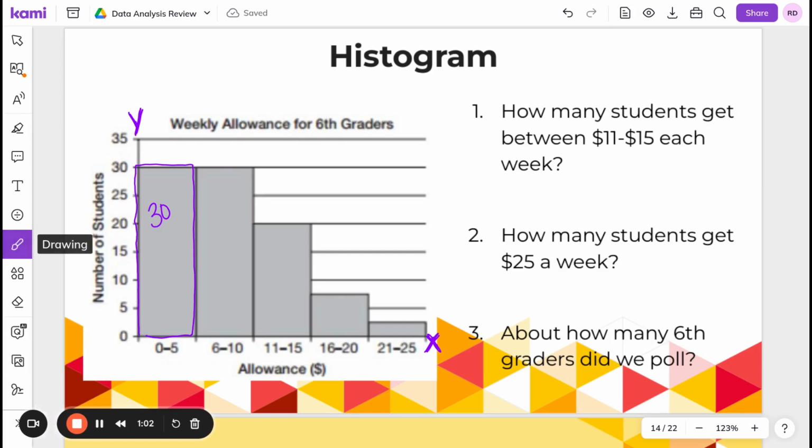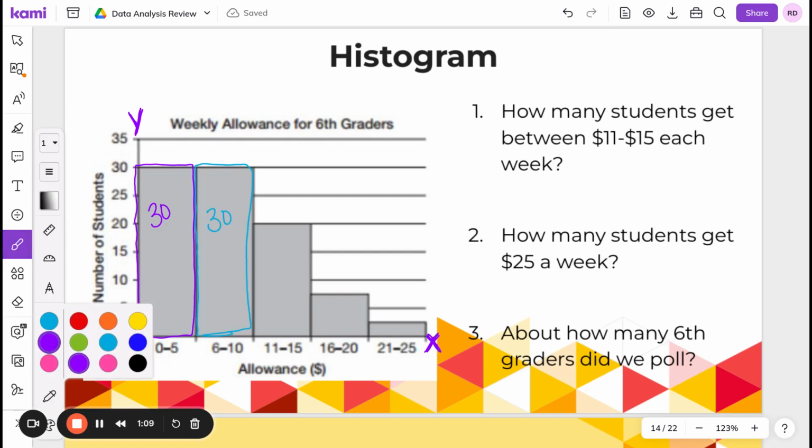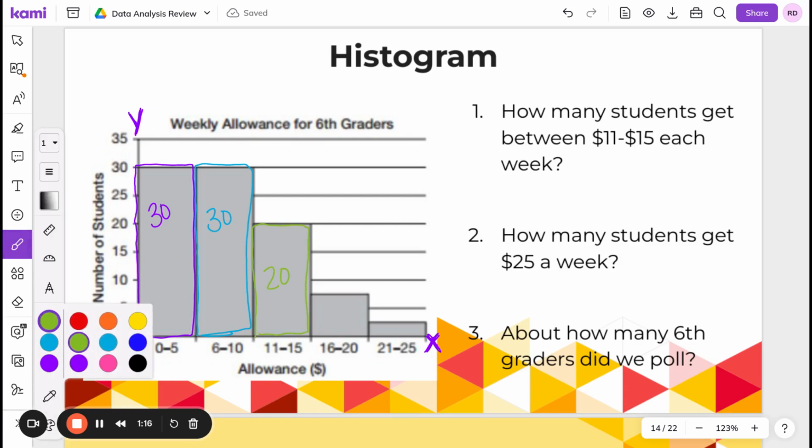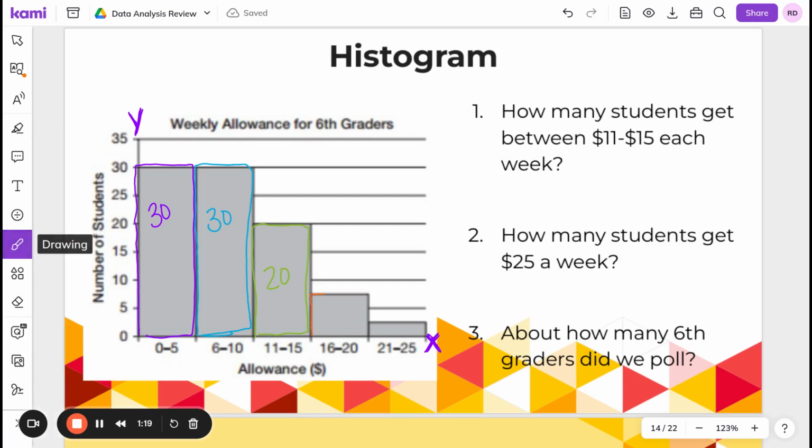Continuing with that trend, this $6 to $10 group also has 30 students that fall in this range. And then in this $11 to $15 range, we have 20 students in this group. And then down here, this is somewhere in the middle, so I'm going to say there's about 7 students that get between $16 and $20. And then let's go with 3 students down here that get somewhere between $21 and $25. So those kids are lucky.